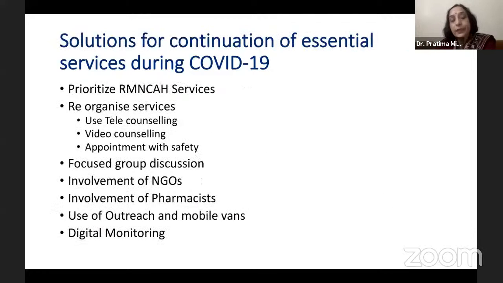So how do you meet them? How do you address these challenges? Basically, we have to prioritize RMNCAH services. We have to reorganize services using telecounseling, video counseling, appointments with safety. If you're giving a face-to-face appointment, it should be with safety. Also focus group discussions, involvement of NGOs, involvement of pharmacists, use of outreach and mobile vans, and digital monitoring, which is very, very important. But here, one thing we must always consider: no compromise should be made on the quality of the services. Quality of the services has to be maintained.